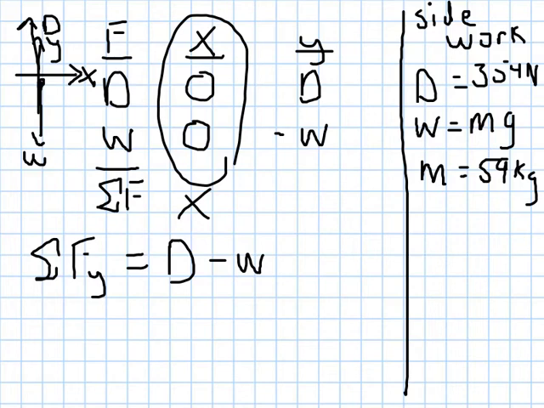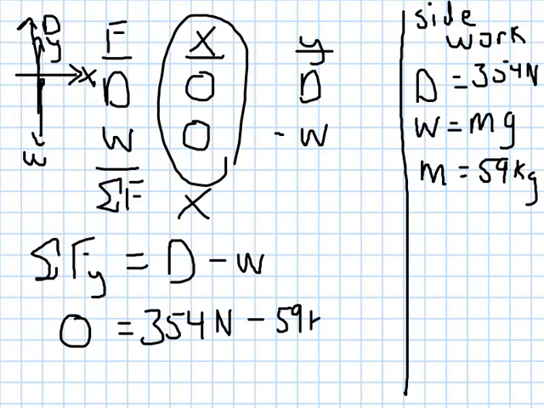The problem said that the parachuter was descending at a constant 10 meters per second. That means that the net force is 0. And so this net force is equal to 354 newtons minus 59 kilograms times little g on whichever world this is.